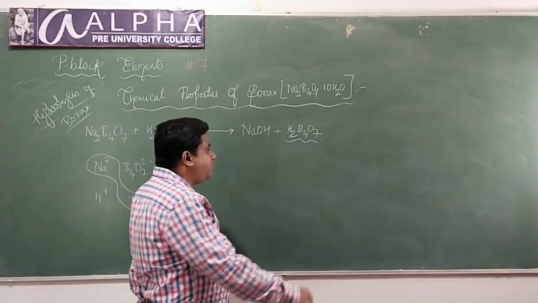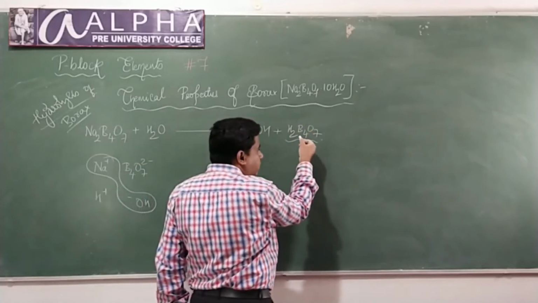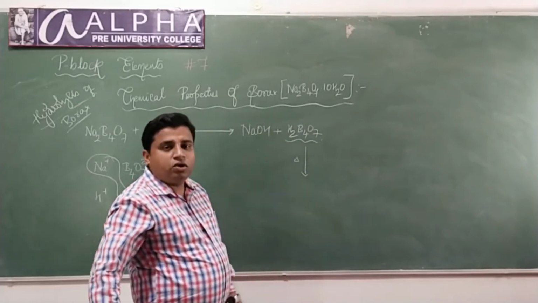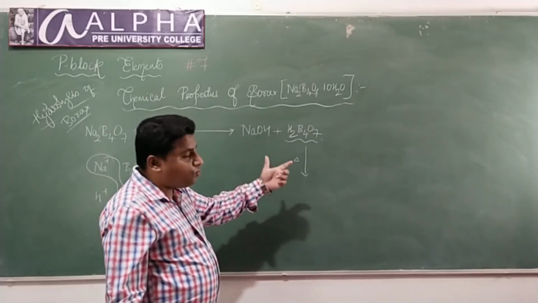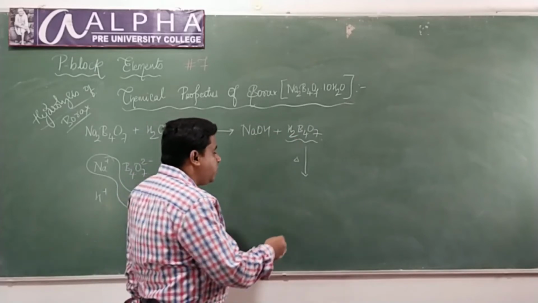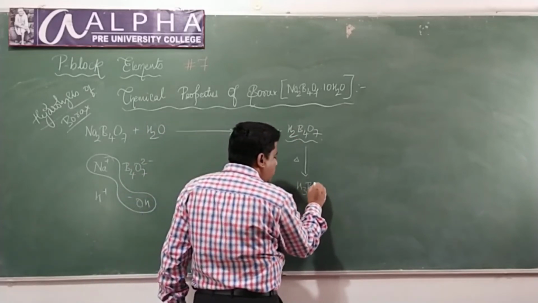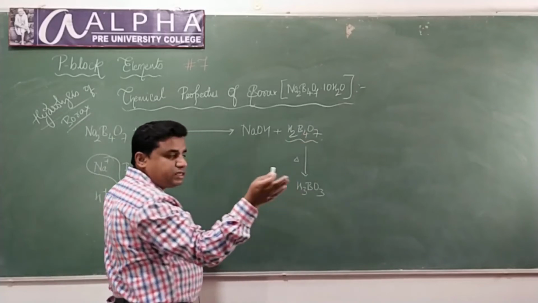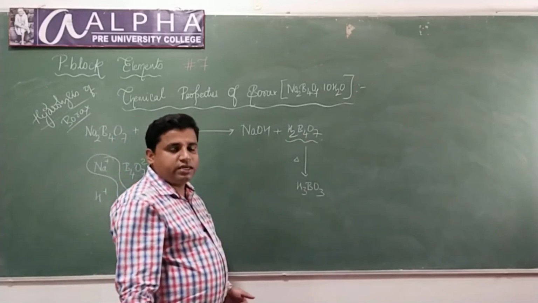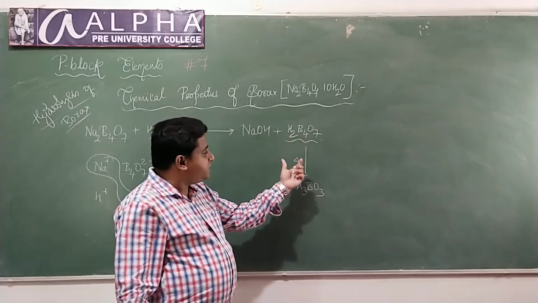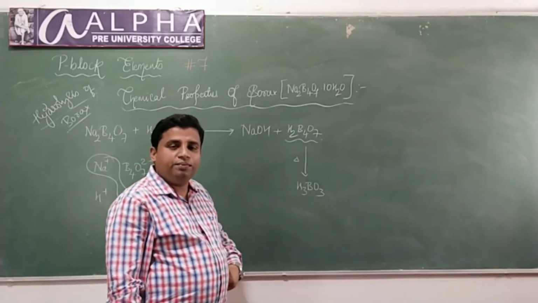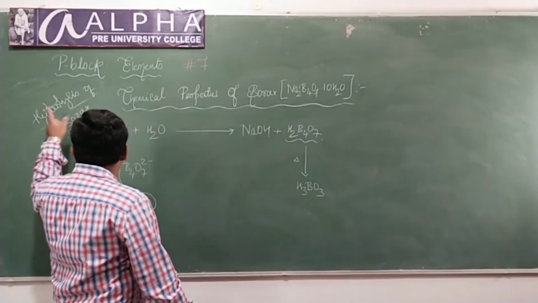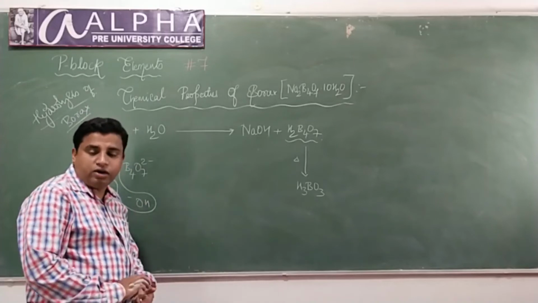Now when this is heated, we know what happens when metaboric acid is heated. What is it going to form? Any idea? It will form H3BO3. Are we clear? We have learned this just a minute back: when metaboric acid is heated, we will get boric acid, H3BO3. Any doubts with this? This is regarding hydrolysis of borax.